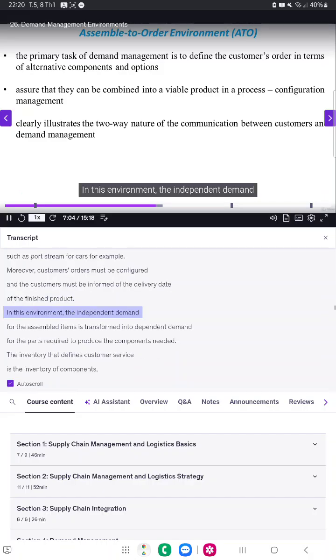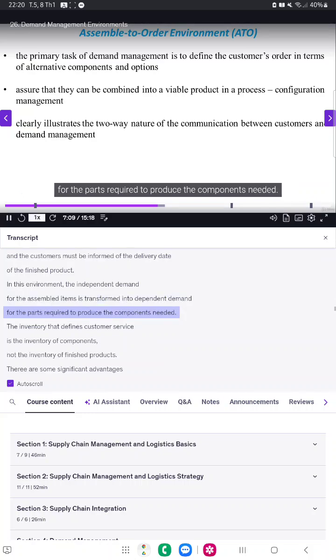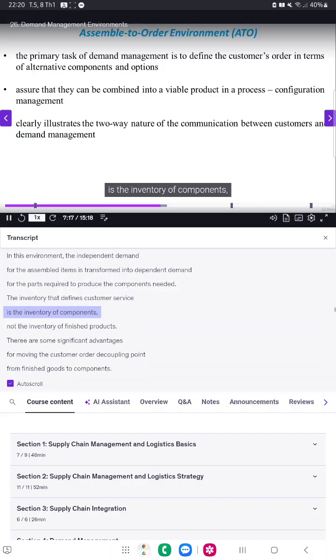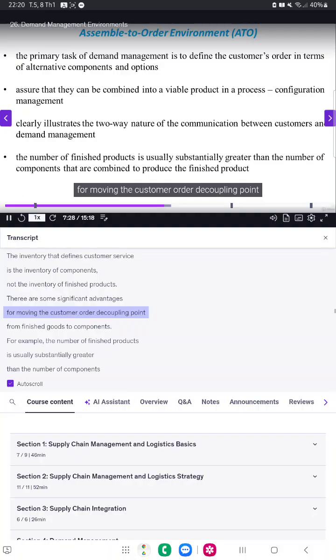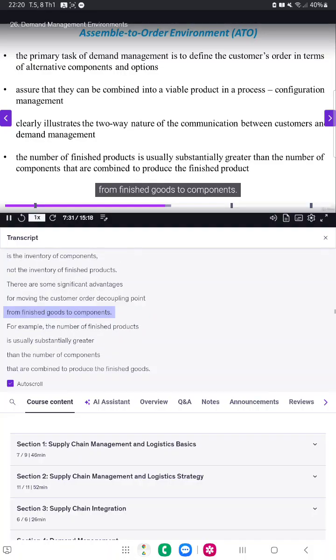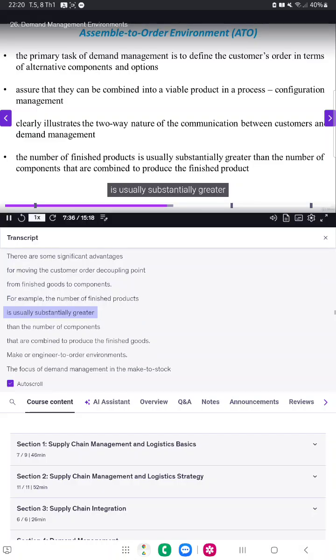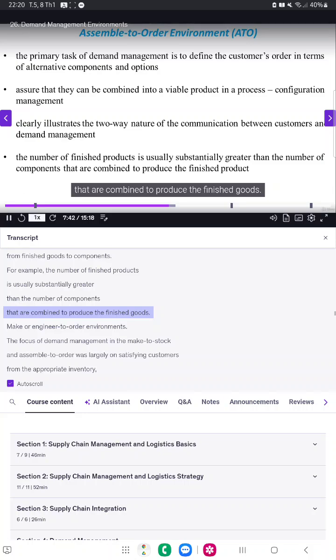In this environment, the independent demand for the assembled items is transformed into dependent demand for the parts required to produce the components needed. The inventory that defines customer service is the inventory of components, not the inventory of finished products. There are some significant advantages from moving the customer order decoupling point from finished goods to components. For example, the number of finished products is usually substantially greater than the number of components that are combined to produce the finished goods.